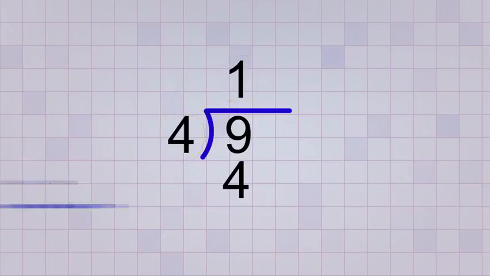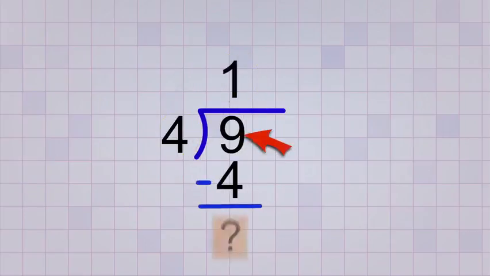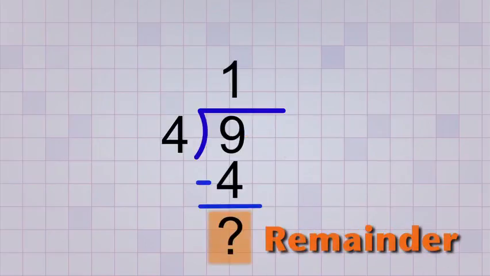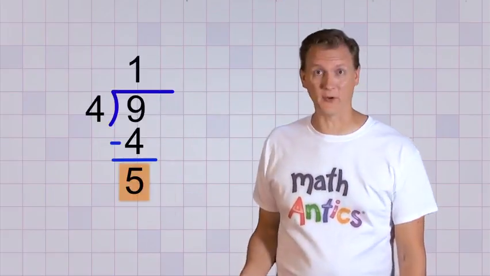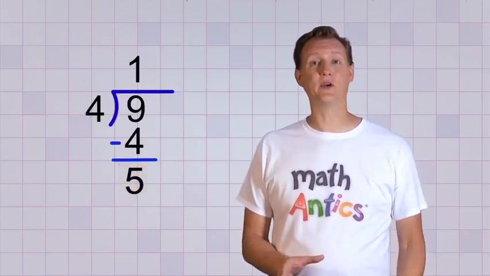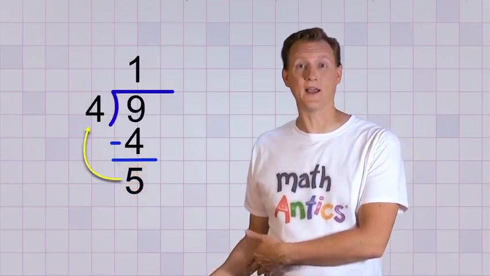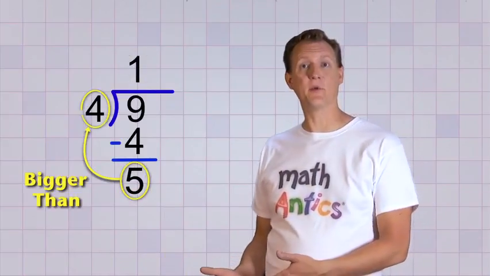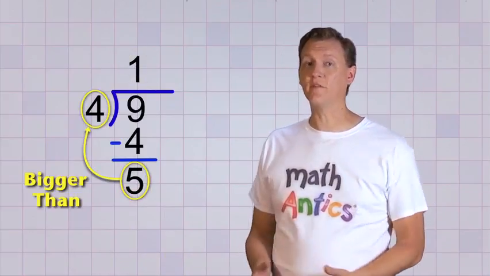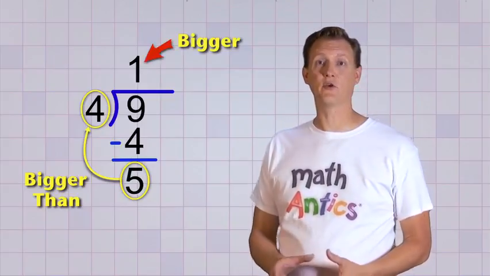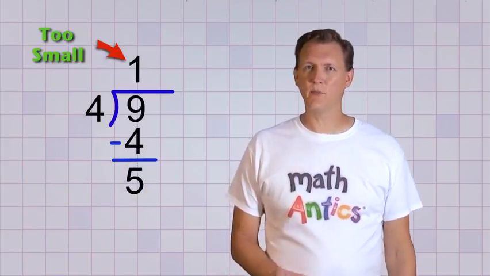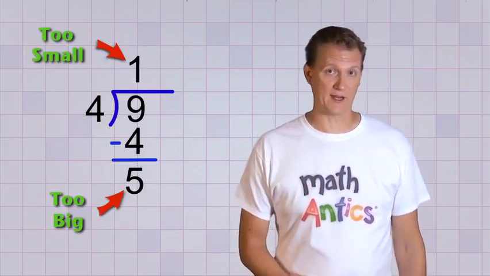I do that so I can subtract that amount from the 9 to see how much I'm going to have left over, to see how big the remainder will be. And when I do that, I see that 9 minus 4 will give me 5. That's a pretty big remainder. In fact, the remainder is bigger than the number I'm dividing by, and that's why this answer is trouble. If the remainder is bigger than the number you're dividing by, it means that you should have picked a bigger answer, because each of the groups you're dividing up into could have gotten more than they did. Your answer was too small, and so the remainder was too big.